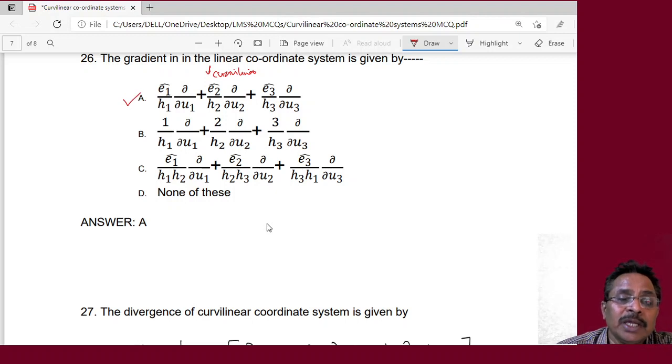This is again a memory question. Remember, there are unit vectors in three different directions, these are the scale factors in three different directions, and these are the partial derivatives with respect to the first, second and third directions. As for the other options, in option B there is no e1 cap, e2 cap, e3 cap, so this is not going to be a gradient because it doesn't have any direction, whereas the direction is provided by e1 cap, e2 cap, e3 cap.